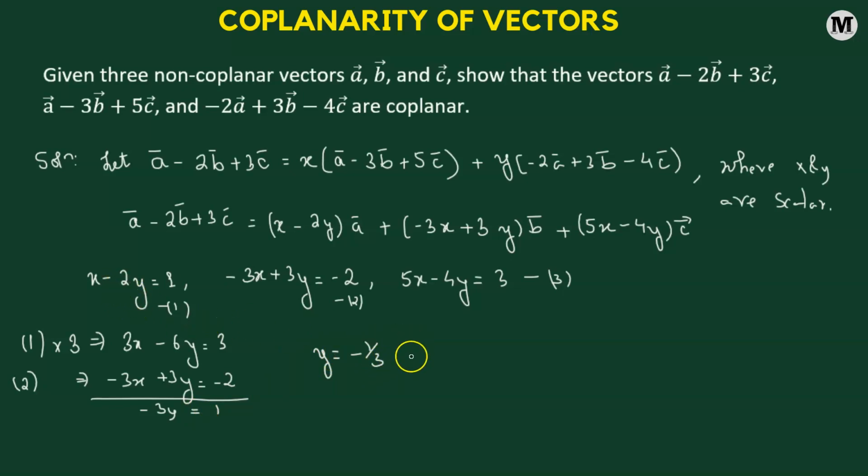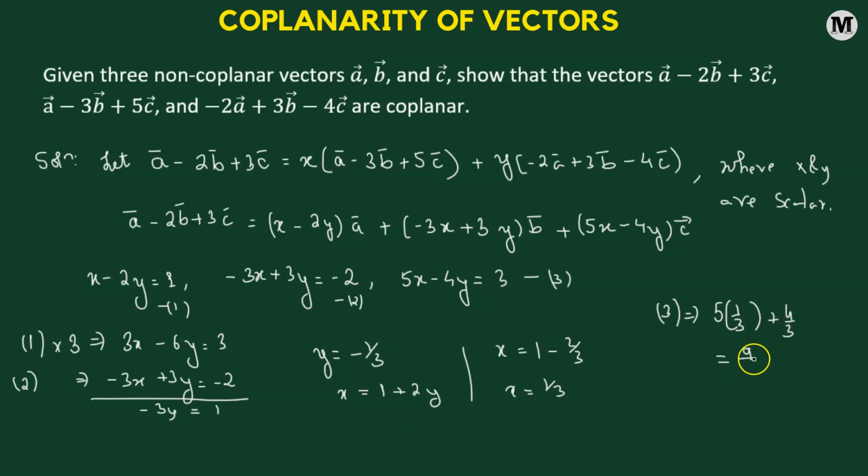Then we will solve for x. Now x is going to be equal to 1 plus 2y, which means x = 1 − 2/3, or x gives us the value 1/3. So we have the values of x and y. We'll substitute these in equation 3. We'll start with the left hand side. We have 5 multiplied to 1/3, and negative 4 multiplied to negative 1/3, so we have positive 4/3. That's going to give us 9 over 3, which is equal to 3. And that's indeed the right hand side.